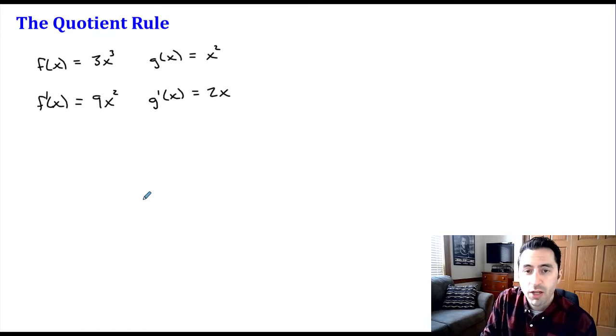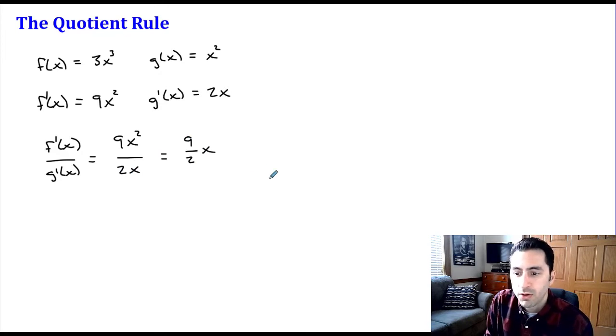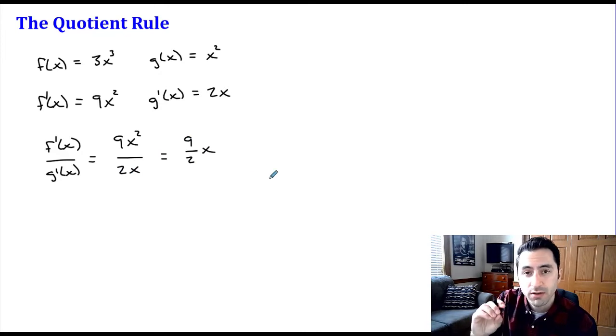So thinking about a quotient, this is going to be division. So let's write out f prime of x divided by g prime of x, and see what we get. This is going to be the same as 9x squared divided by 2x, and that simplifies to 9 halves times x. Okay, so that's the quotient of two derivatives.